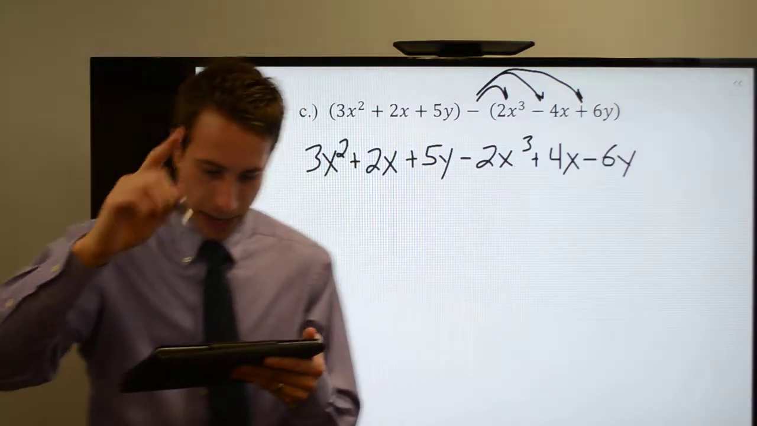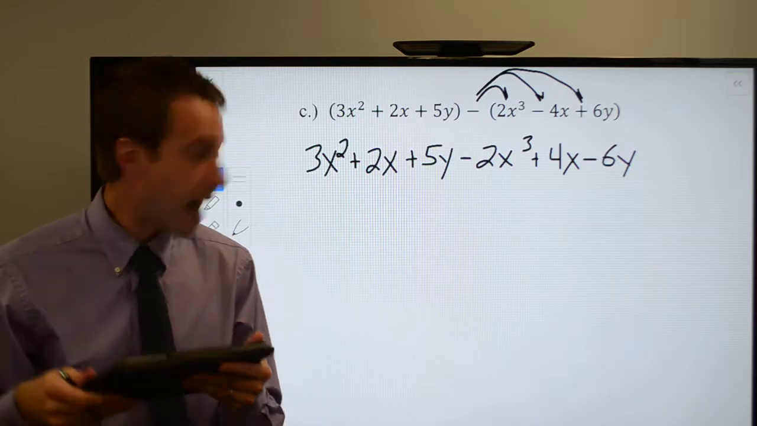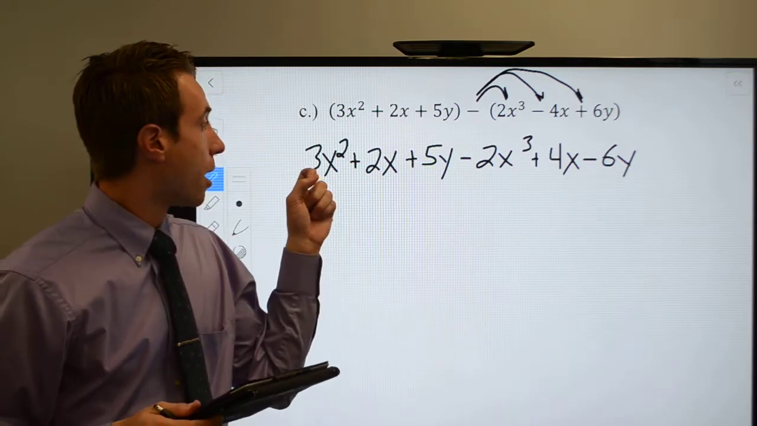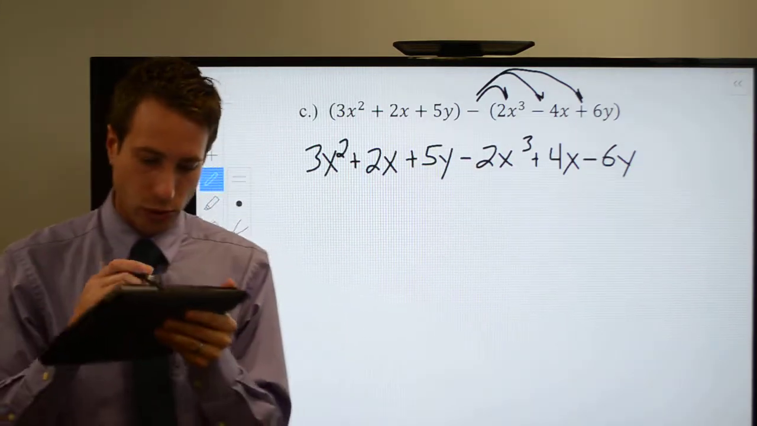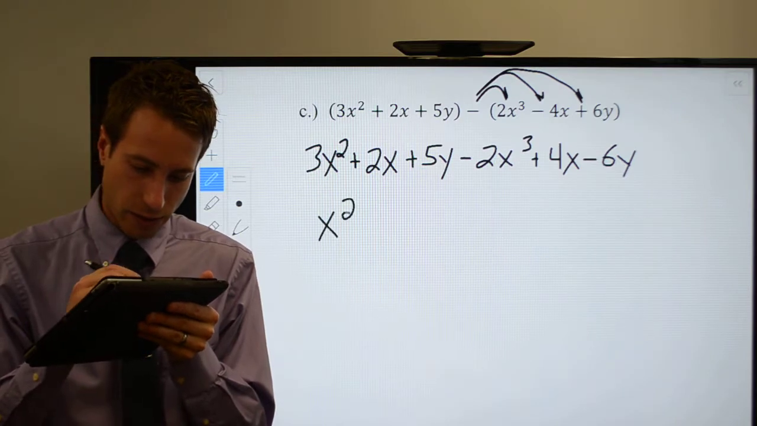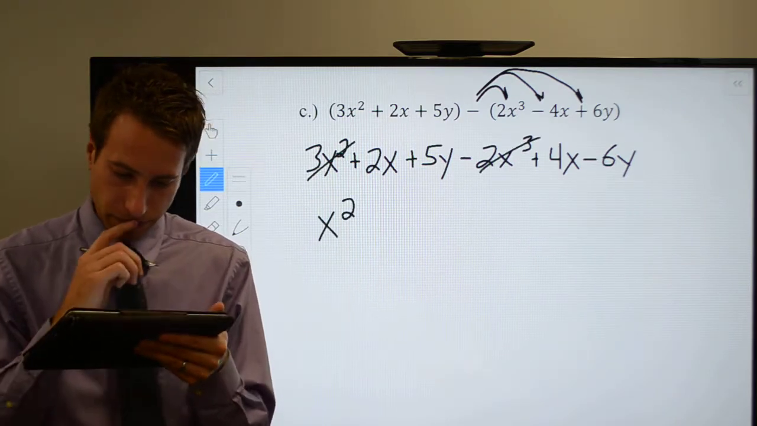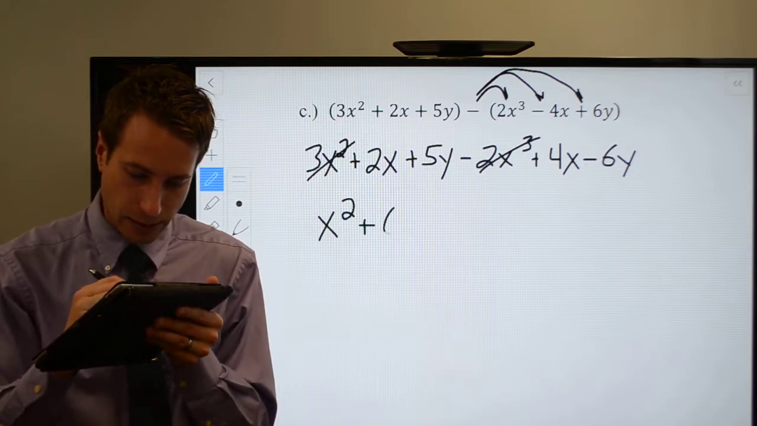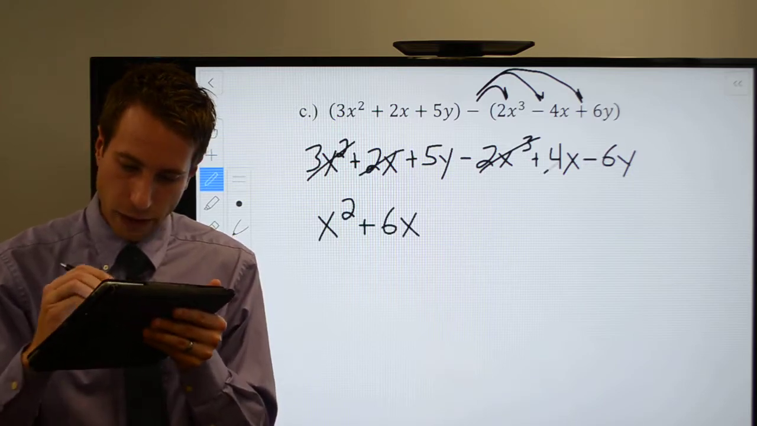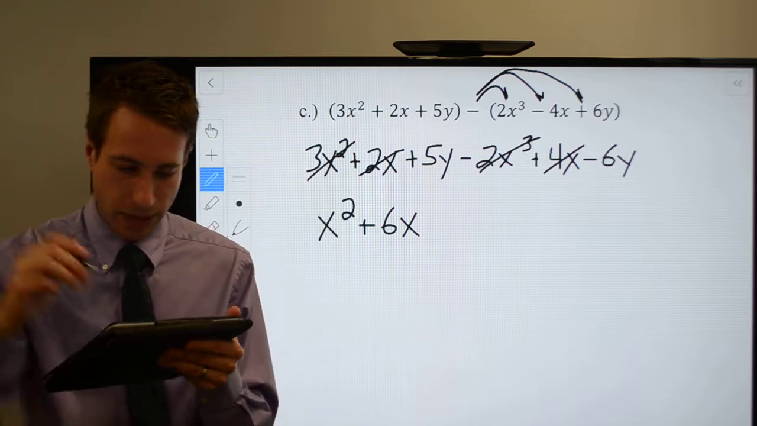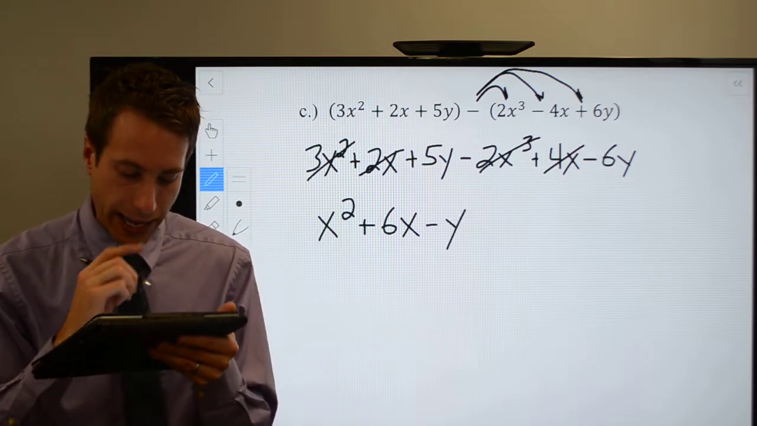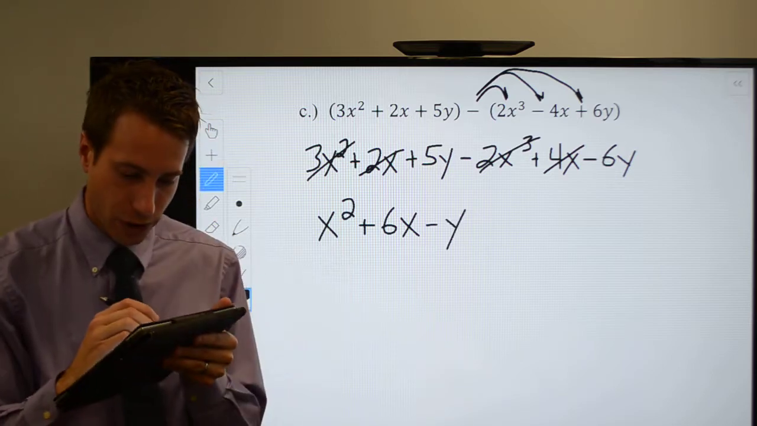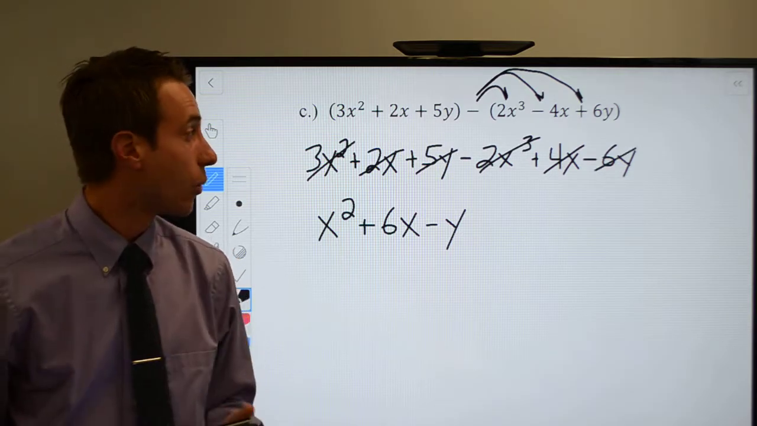All right, let's combine like terms here. I will have a 3x squared and a minus 2x squared, so I'll just have an x squared left over. 2x and a 4x, how about 6x? Cross those off, I used them. The y's, I'm going to be left with a negative y. That's all that's left after I add 5 and take away 6.